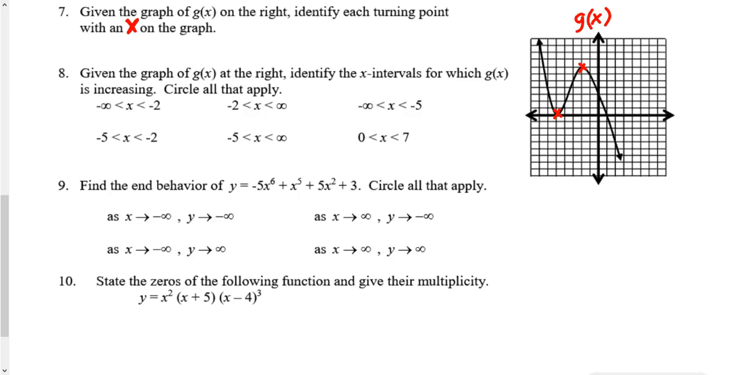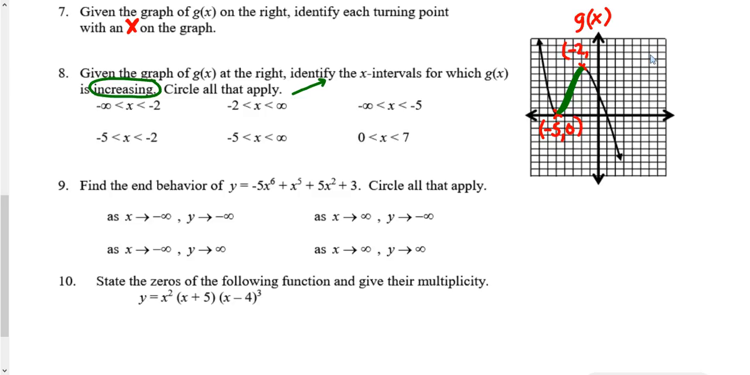All right, number 8 says, given this same graph, I need to identify the x intervals for which g of x is increasing. That means as I go from left to right, I have to be going up. The section where I'm increasing is this piece right here. I'm going to write the coordinates of what my turning points were. 1, 2, 3, 4, 5 to the left, so that's negative 5, 0. This point right here is at x equals negative 2.